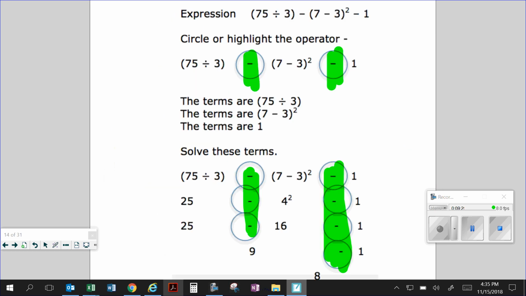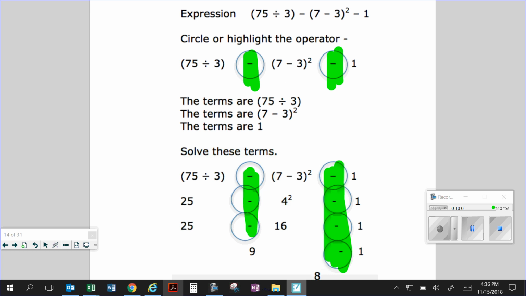Now we'll do 75 divided by 3 minus 7 minus 3 squared minus 1. Do we see any addition or subtraction operators here? I see it here and here, so I highlighted them. Do you see the terms? The first term I see is 75 divided by 3. The middle term is 7 minus 3 squared. And the last term is just 1. So let's solve the first term. How would you solve 75 divided by 3? It's 25.